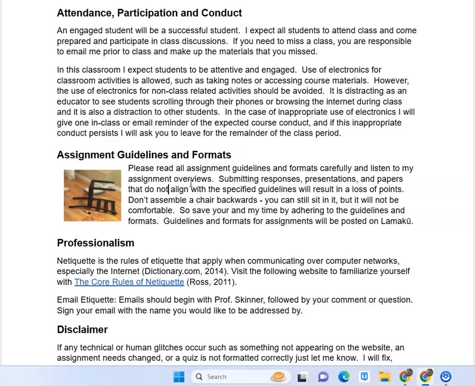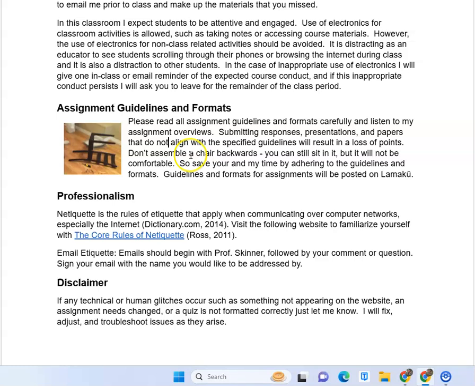Take a few minutes just to follow those things and do them. And if you have any questions on the assignments or guidelines, please email me and I will clarify those as best I can.